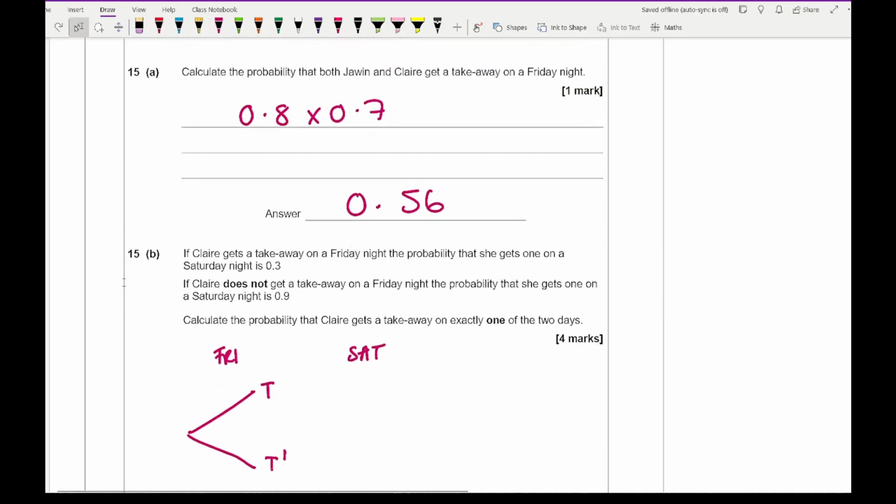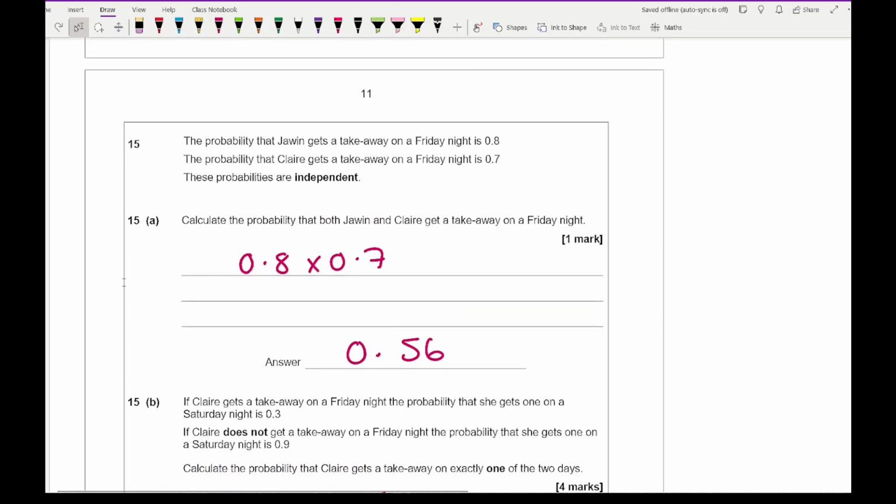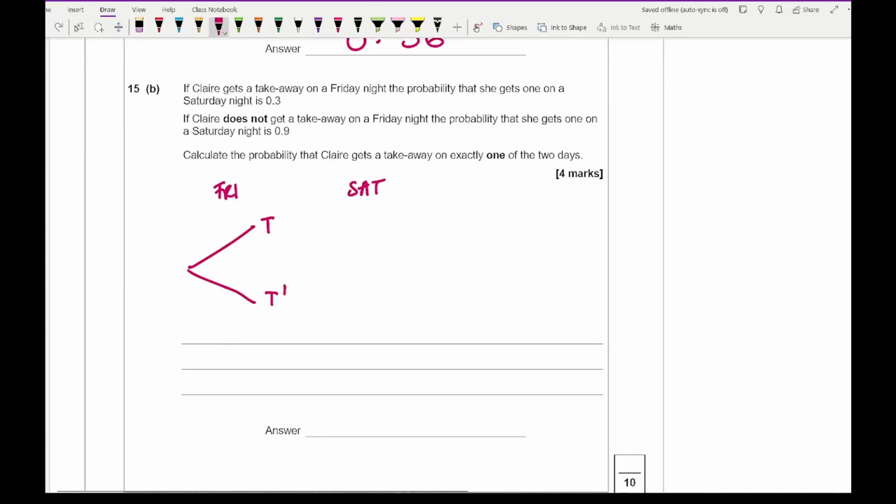Now looking at the first part of the question, it tells us that Claire getting a takeaway is 0.7. So on Friday, it's going to be 0.7. So the probability of her not getting a takeaway is 0.3. Then looking at Saturday, and I've probably just cramped this probability tree up. So let's do this. So the probability that if she gets one on Friday, that she gets one on Saturday is 0.3. So the probability she doesn't get one on Saturday is going to be 0.7.